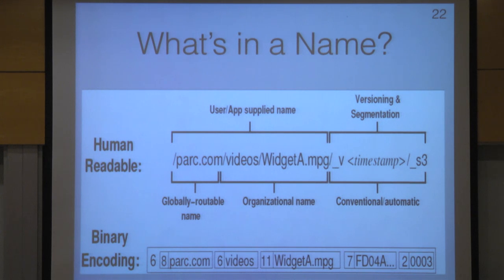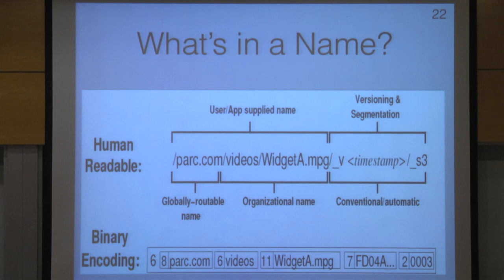Okay, so what is a name? This is the kind of name I was talking about. It's read in the non-Hebrew way, from this side. This particular name refers to some MPEG video file which has been created or produced somewhere at park.com, park.com being the entity. You can look at it as a sequence of components, but also look at park.com as a globally routable component. It just tells you where it has been produced, not where it is stored.